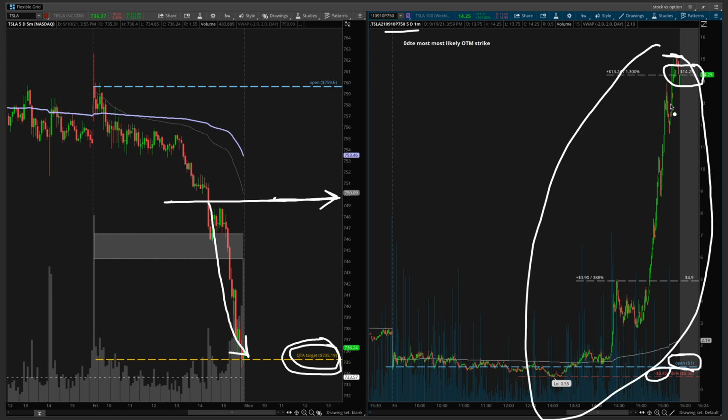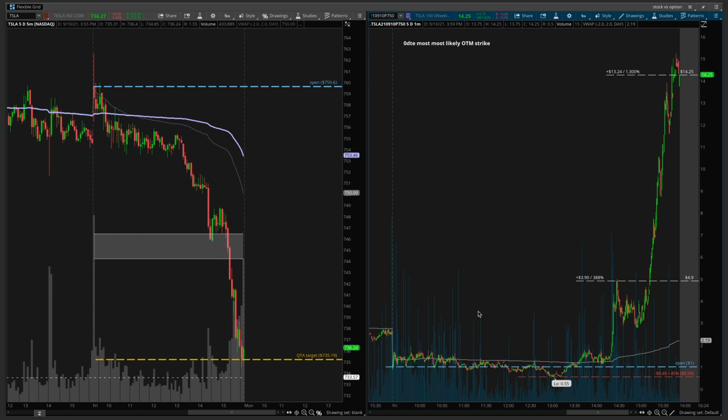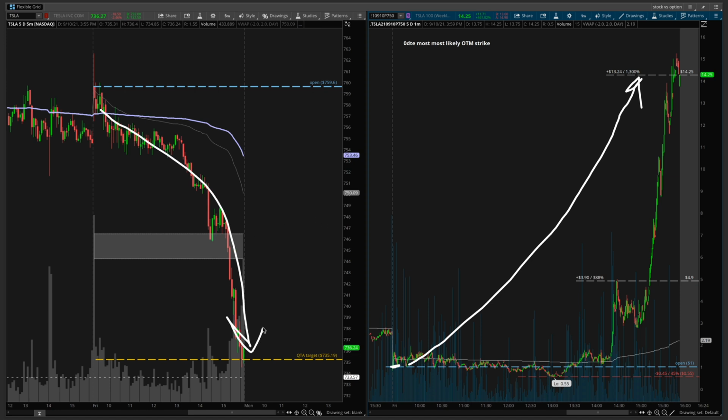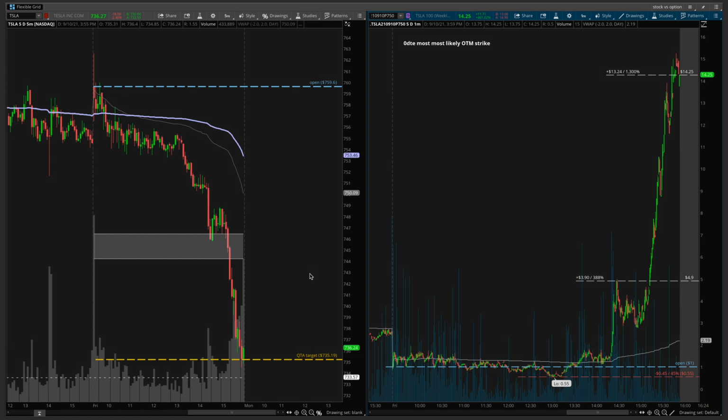This is the definition of a lotto ticket on a Friday when you're trading 0-day options, buying something for $1 and saying, hey, I'll just hold it till the close, and you end up making $1,300 on one contract, and you're not really expecting this type of play to necessarily happen.